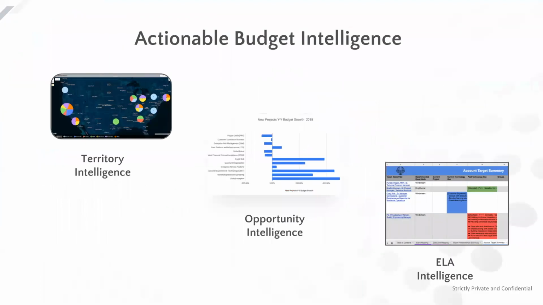So the output of all of this is actionable budget intelligence. So a simple number that says how much budget is there in this company, or how much they have just recently spent, what teams, and present it in a way that it is easy to consume and act on.